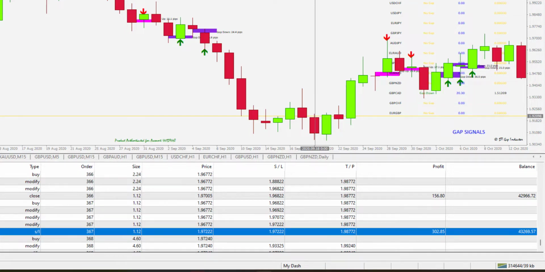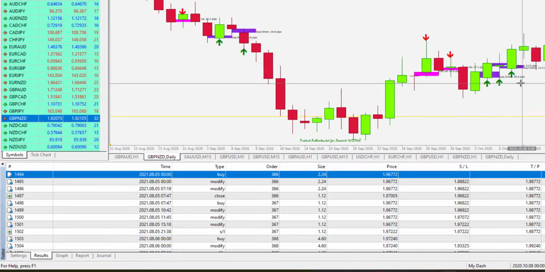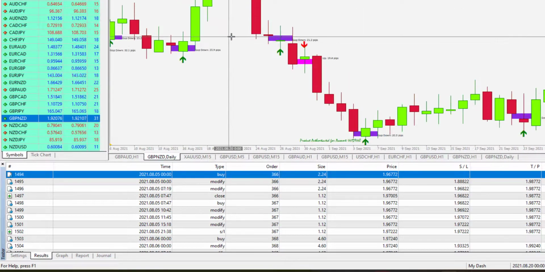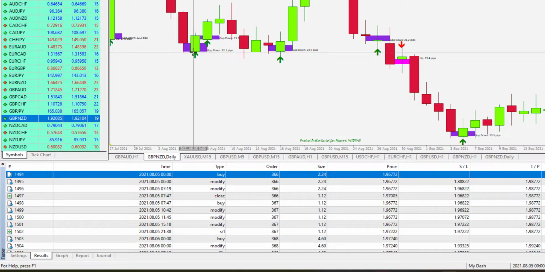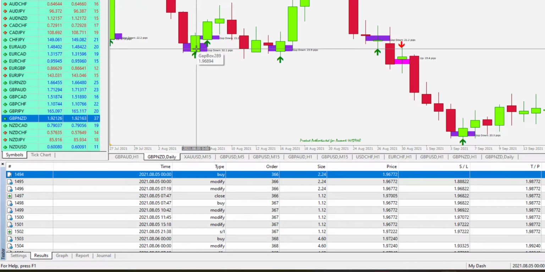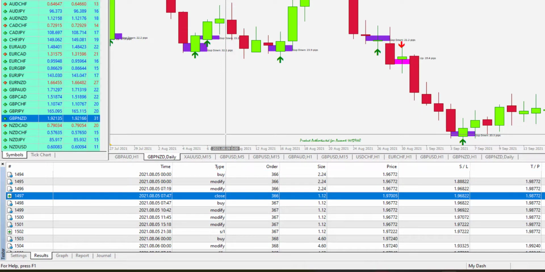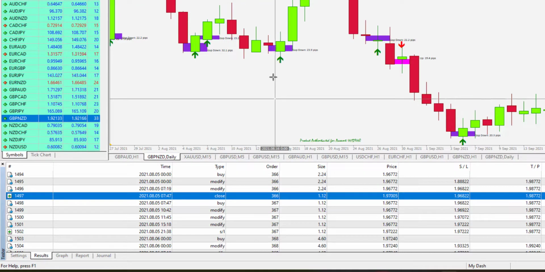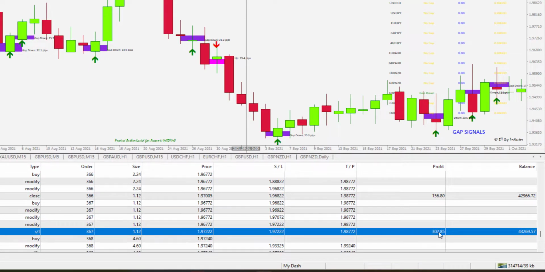That was the 5th of August 2021, 0000. And it was a buy as well. So it was a gap down, so we had to buy. Again, you can see it opened with a 2.24 lot trade, then closed half of it at 156, and then trailed the stop loss on the second one until it got taken out. The stop loss was hit at 302.